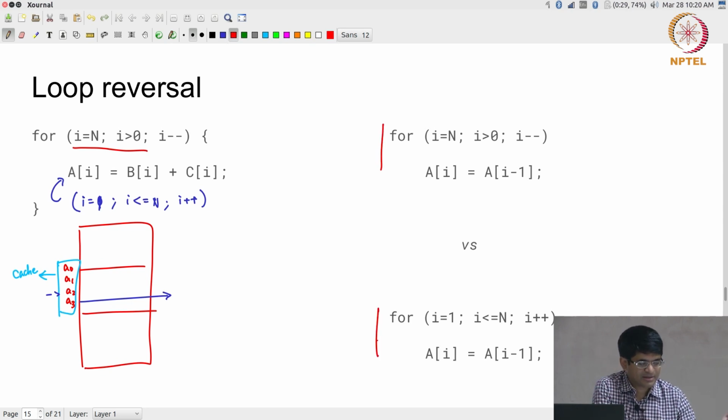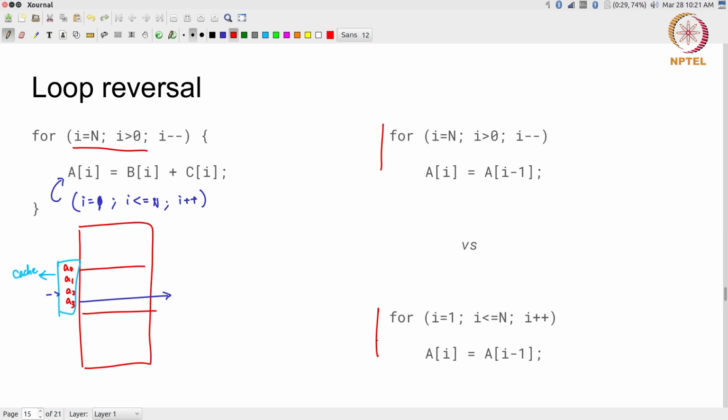This and this look like they are doing the same function, because after all, if I look at what the for loop is going through, it is exactly the same in both cases. But the net result of doing this will be completely different in the two cases. In the first case, A of i gets a value from A of i minus 1. So in other words, A of n will get the value from A of n minus 1, A of n minus 1 will get the value from n minus 2, and so on. This will basically become a shift register.